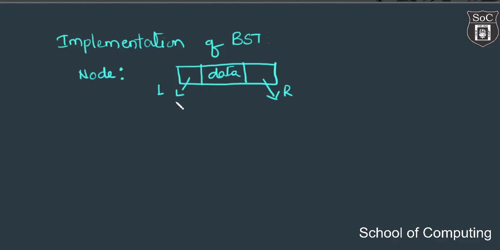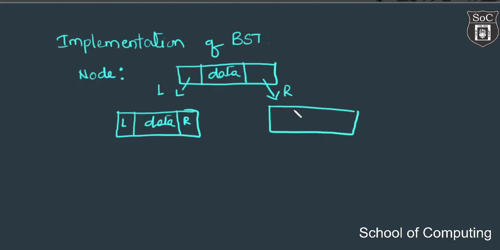For example, if there is a left child, how will the left child look? Again, the left child will also have a node which contains data followed by its left and right pointers. Same is the case on the right hand side. So I have a data component and left and right pointers. So what do you understand by this one?